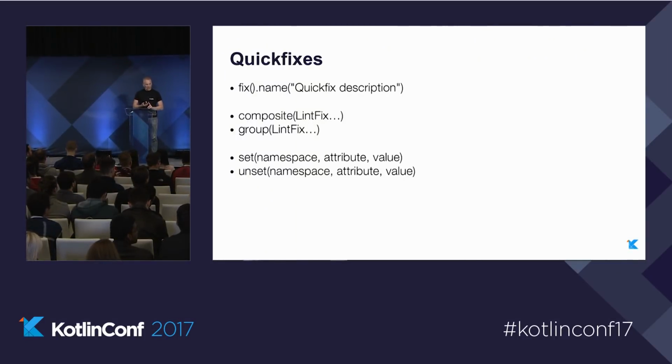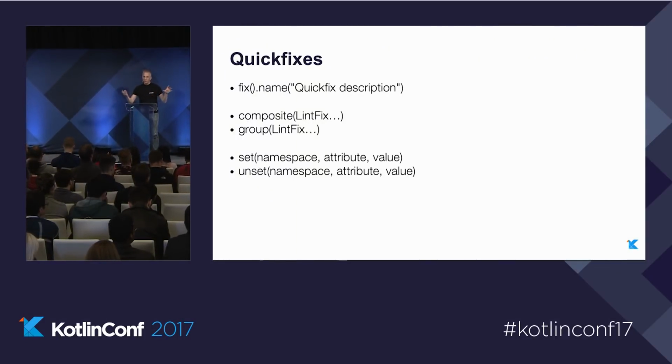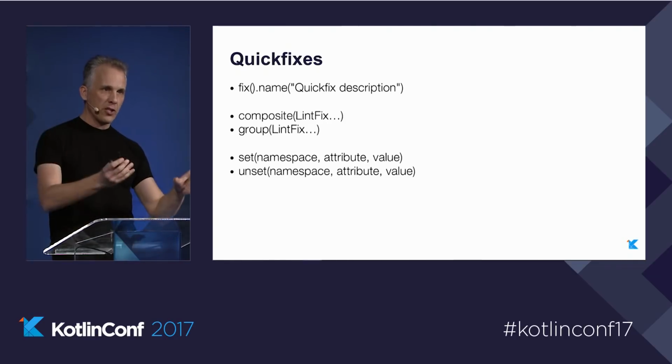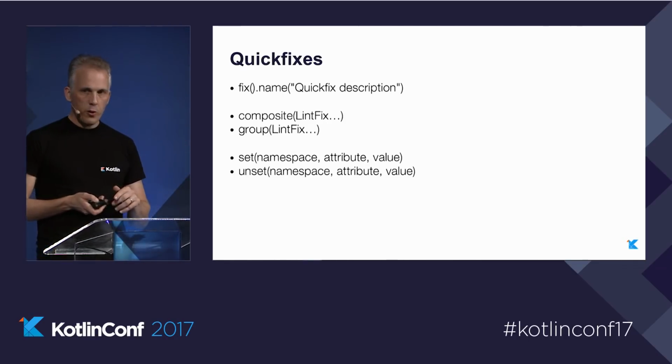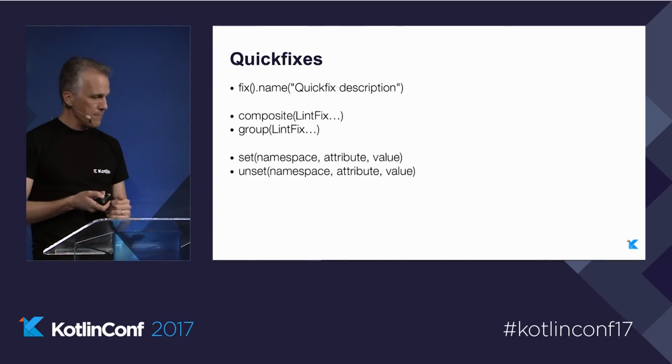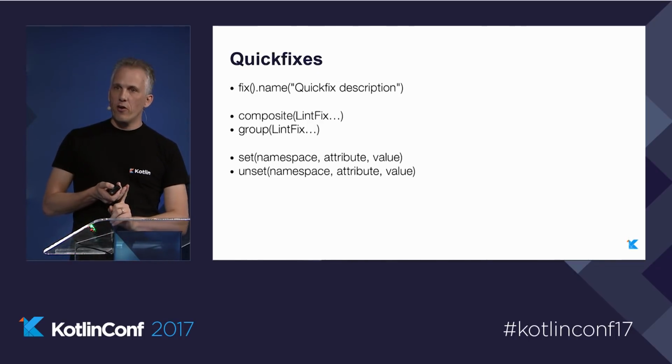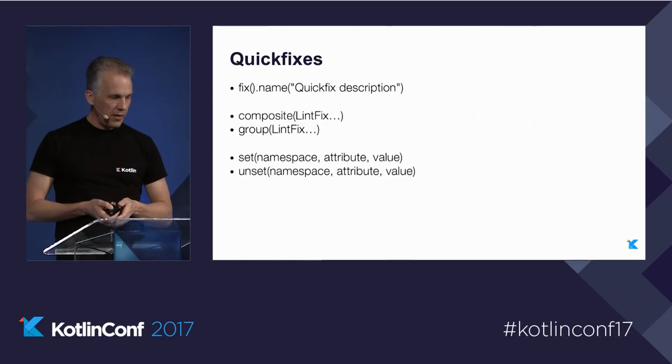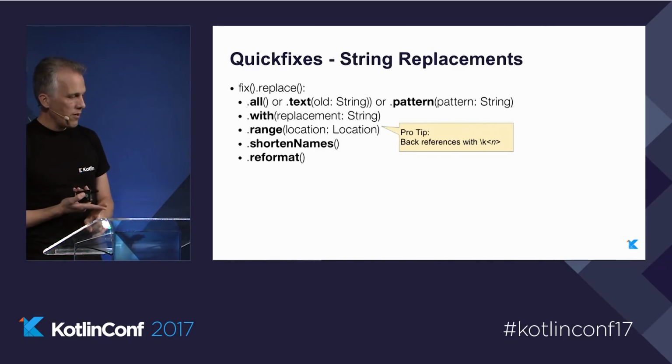Quick fixes can be named. You can actually make a composite quick fix, where you combine multiple together and they'll all be executed as a single quick fix. Or you can have a group, which means the user in the IDE will see alternatives, different ways to fix it. For XML, you can call set or unset to manipulate XML attributes. But the most important, the most powerful way to deal with this is the string replacements, right?